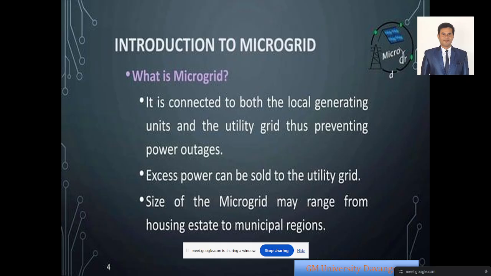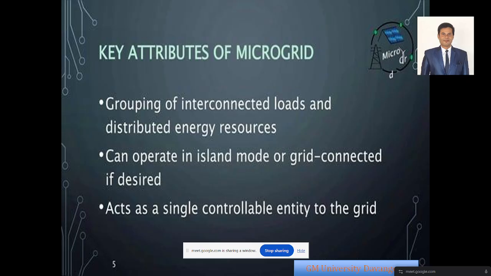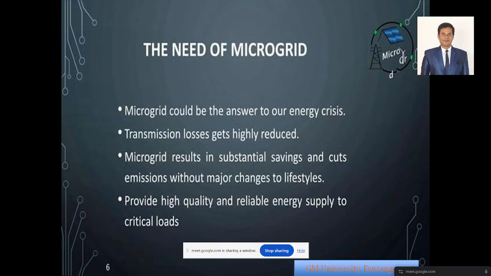And the size of the microgrid may range from a housing estate to a municipal region. It may be smaller to a little bigger size, right? So these are the attributes, where you have to think about the grouping of all the loads and distributed energy sources for the grid, and it can operate in different modes, that is island mode or grid connected mode, whenever it is required, right. It acts like a single controllable entity to the grid, right.